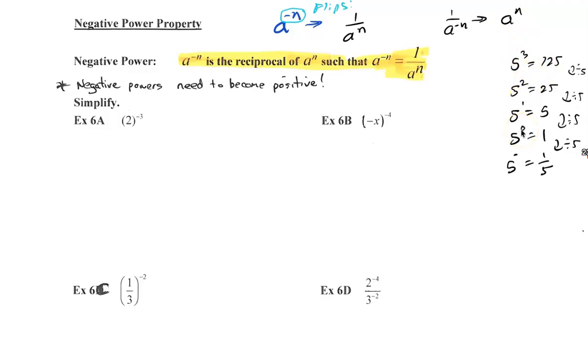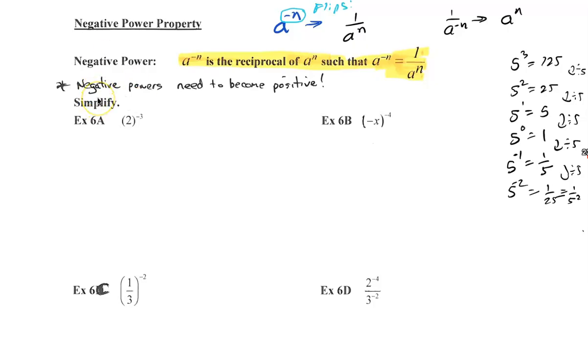So 5 to the -1. And you keep on going. 5 to the -2 would be divide by 5 again. 1 over 25. Or 1 over 5 squared. Right? That's it. There's 1 over 5 squared. So you can see how it works. So negative power just flips it. That's all it does. So it flips the base.